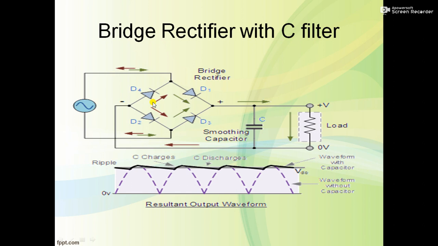Similarly, in the bridge rectifier circuit, two diodes are conducting simultaneously, and the remaining two diodes are not conducting. But what happens during the positive or the negative half cycle? In either the positive or negative half cycle of the AC input supply, the capacitor is always in charging condition.